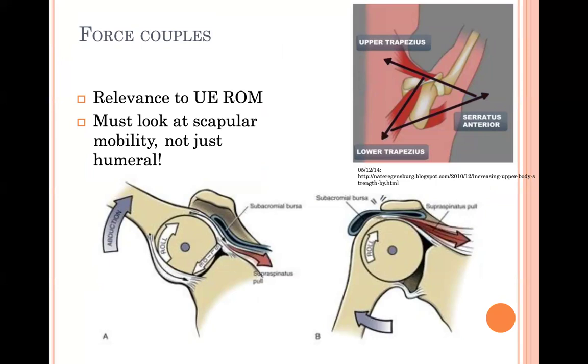So then we have relevance to the upper extremity range of motion. We must look at scapular mobility, not just the humeral mobility. So we must look not just at that one side causing that movement, but we should look at both sides. So we should address and figure out their scapular mobility, not just the humeral mobility. There could be some issues there.